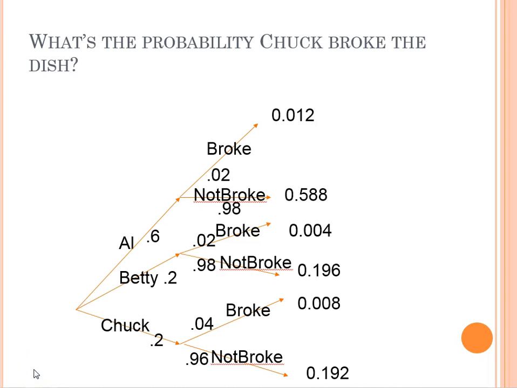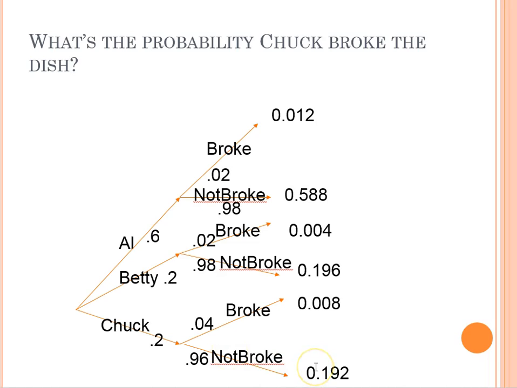We can answer that question by using this decision tree. Now, I will admit that it's not particularly glamorous, but let me work things out for you. There are 3 different branches that we could go down because there are 3 different possible dishwashers. Al, who washes 60%, Betty washes 20%, and Chuck washes the last 20%. For each of the different dishwashers, then, we have a different breakage rate. So Al breaks 2%. That means 98% of his dishes do not get broken. Same thing for Betty, but Chuck breaks 4%, so 96% of his are not broken.